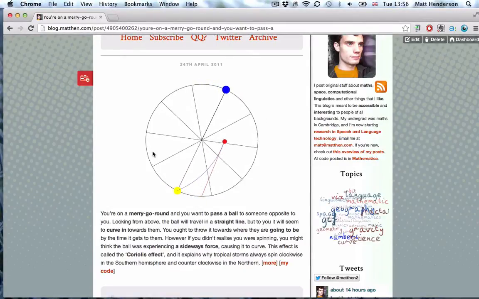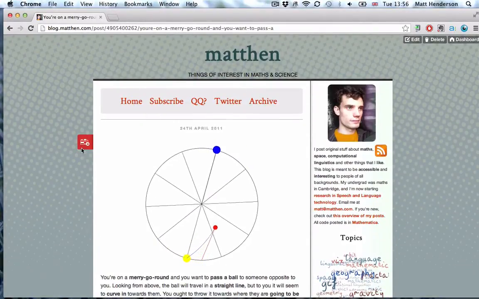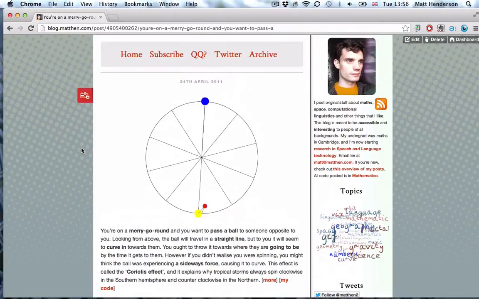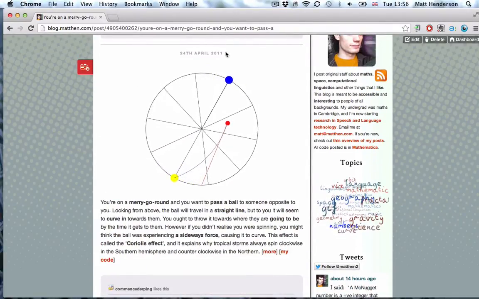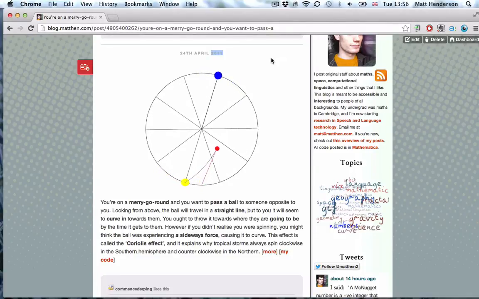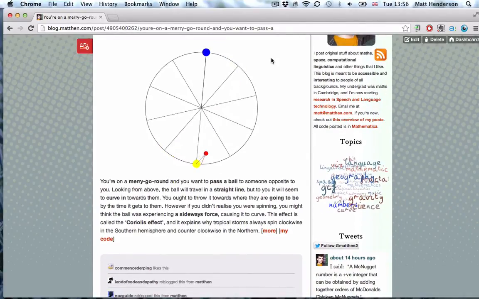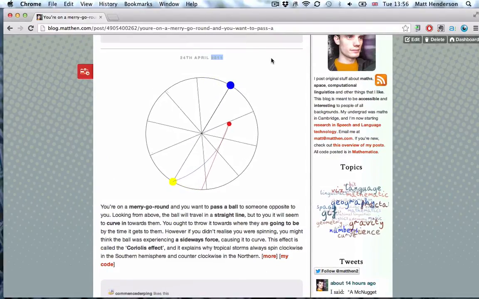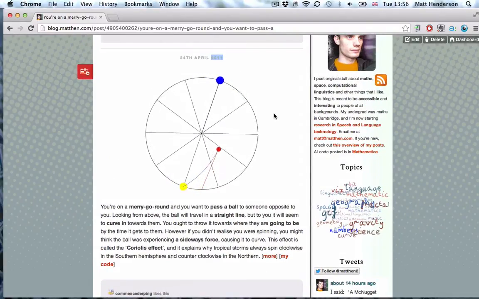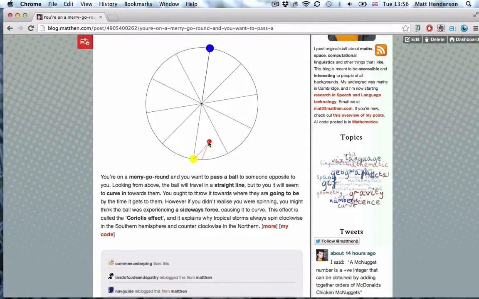Hello, this is Matt, and I'm going to be making a new GIF for my blog here, kind of inspired by this one, which I posted 2 years ago, which was about how you can see that Coriolis and centrifugal forces aren't really forces, but rather they come about because of the rotating reference frame.